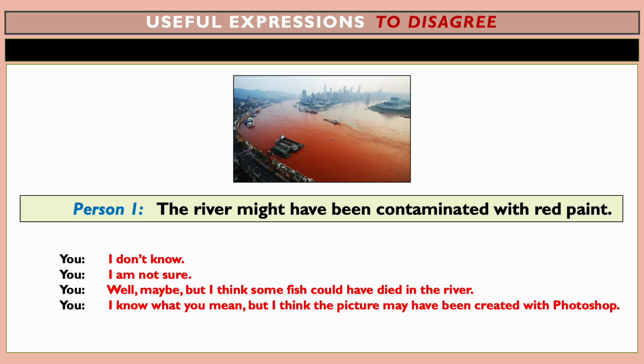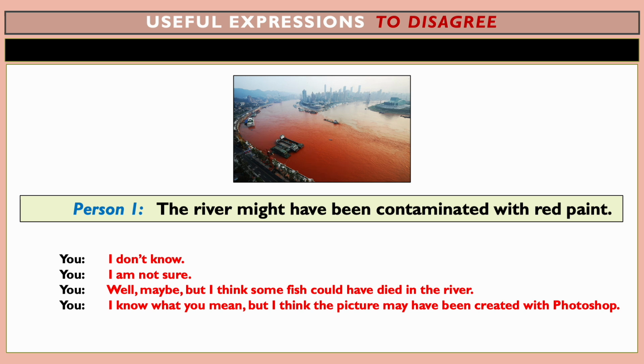In this case, with number 3, you respect the other person's point of view or explanation, but also you're offering what you think happened. And that's why you're using could have and the past participle, in this case, died. You think that the river is red, not because it has been contaminated with red paint, but because probably some fish died in the river, and thus their blood. That's why it's red.